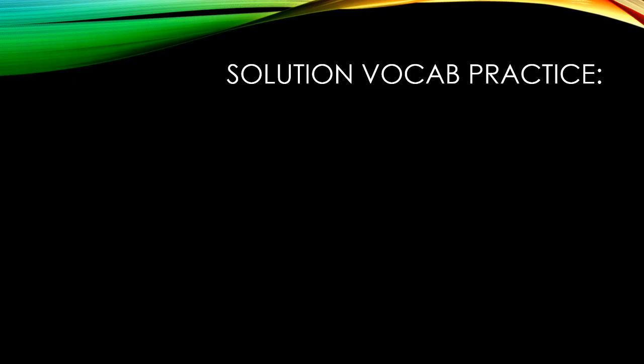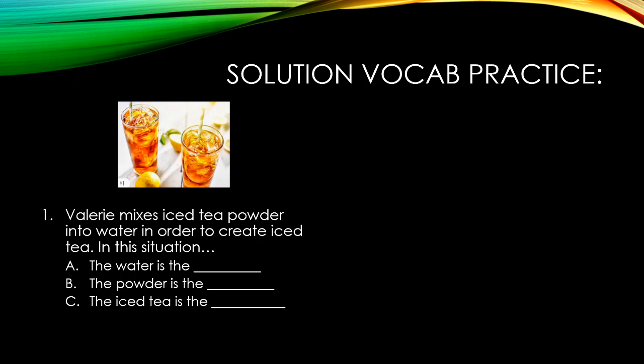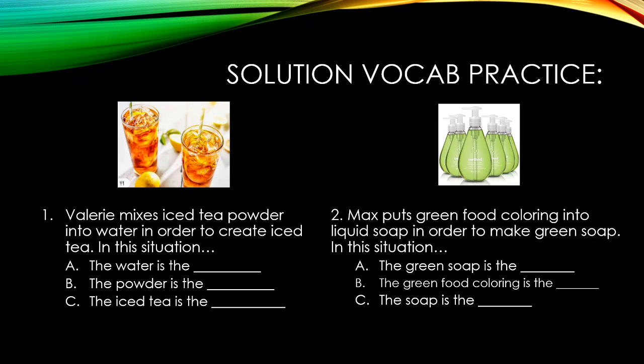Really what I think we could use here is a little bit more practice, just using these three terms to make sure that you have them down in your mind the right way. So I have two questions right here, question 1 and question 2. They each have three parts, A, B, and C. You're going to tell me in each of these scenarios where Valerie's making iced tea and Max is making green soap, what is the solute, the solvent, and the solution. So go ahead and pause the video and answer 1, A, B, and C, and 2, A, B, and C in your notebooks now.